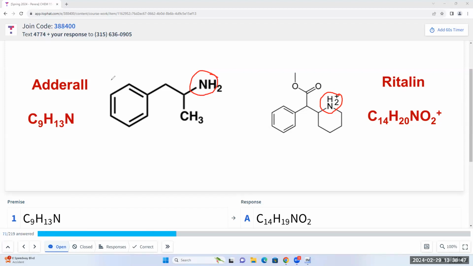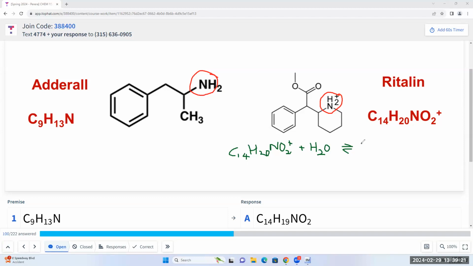So while you're working on your problem, I'll write the reaction of Ritalin with water on my screen. So we have C14, H20, and NO2 plus. When this reacts with water, I'm not going to write the phases here because it's hard for me to write them. The only thing it can do is donate a proton by acting as an acid.